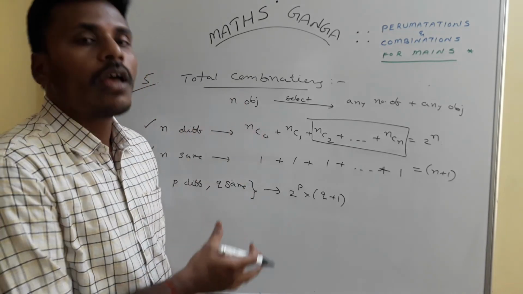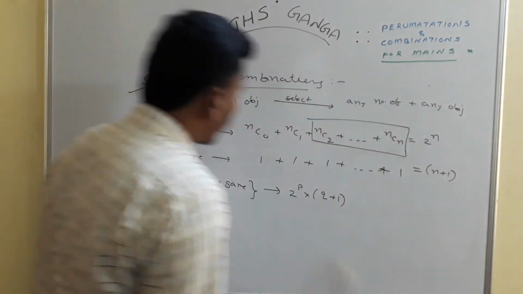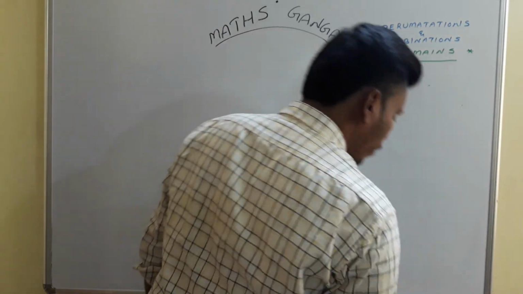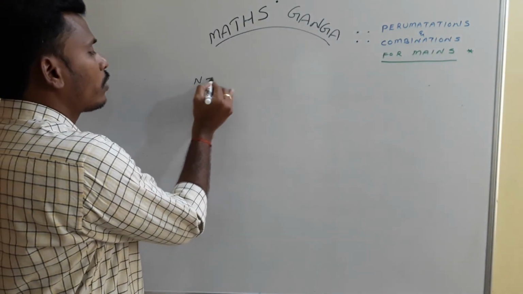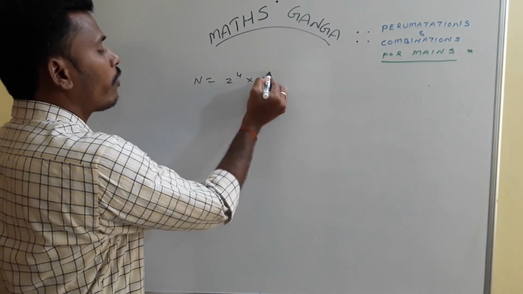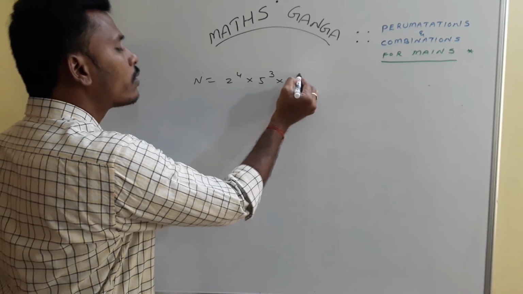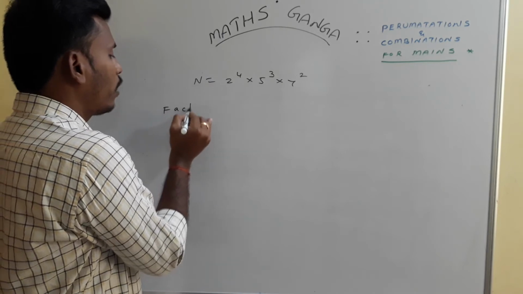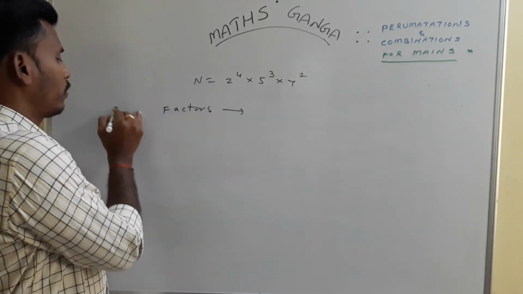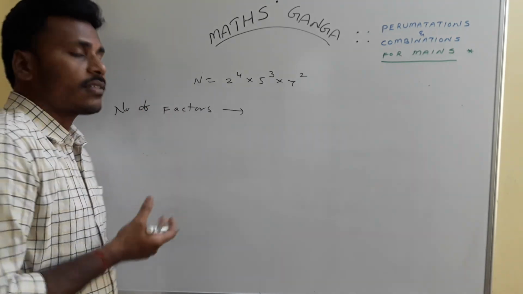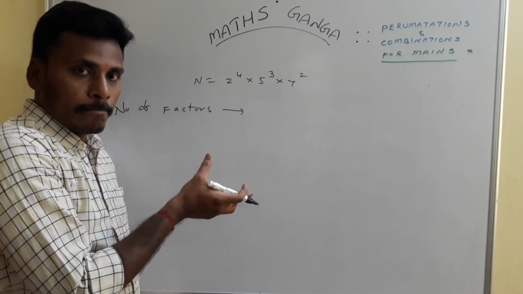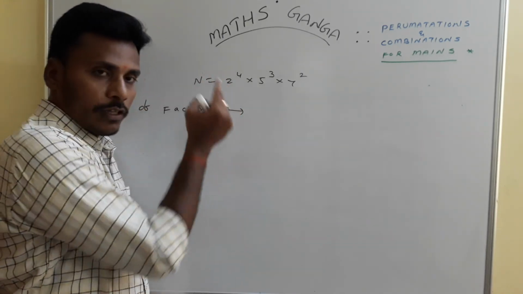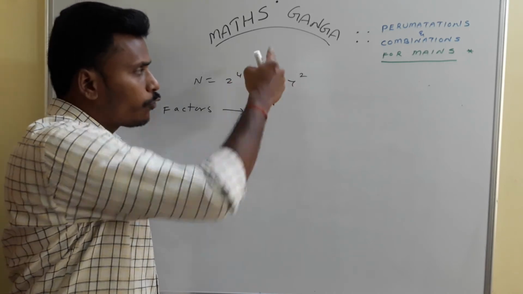total combinations, we are going to generate the formula for the number of factors. For example, if I have a number n equal to 2 power 4 into 5 power 3 into 7 power 2, then we want the total number of factors for this number. A factor of this number is nothing but a number formed by a few 2's of these 4, a few 5's of these 3, a few 7's of these 2.